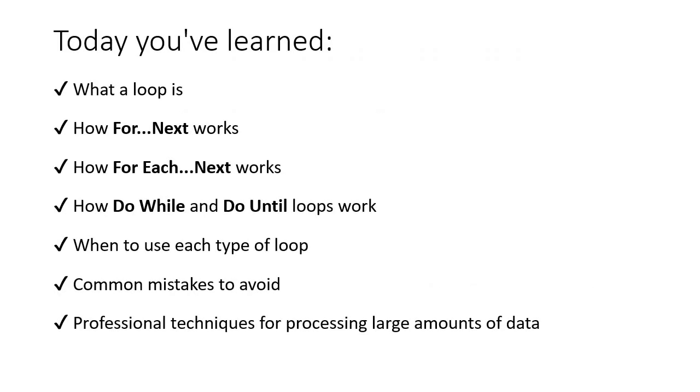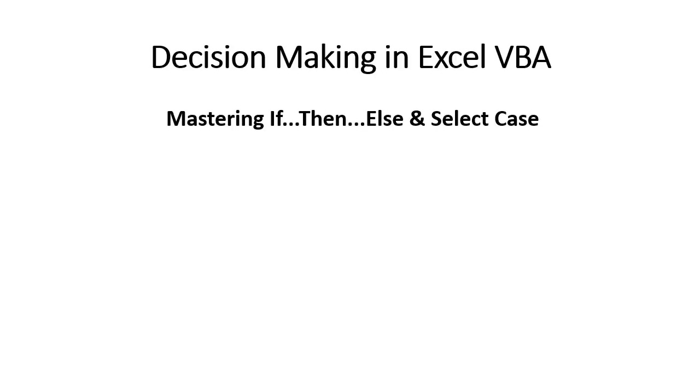Today, you've learned what a loop is, how For Each and Next type of loop work, how Do While and Do Until loops work, when to use each type of loop, common beginner mistakes to avoid, and professional techniques for processing large amounts of data. In our next episode, we will tackle another essential topic for every VBA developer, and that is decision making in Excel VBA. Mastering If, Then, Else, and Select Case conditions. You'll learn how to make your VBA application think, make decisions, validate data, and respond intelligently based on different conditions.